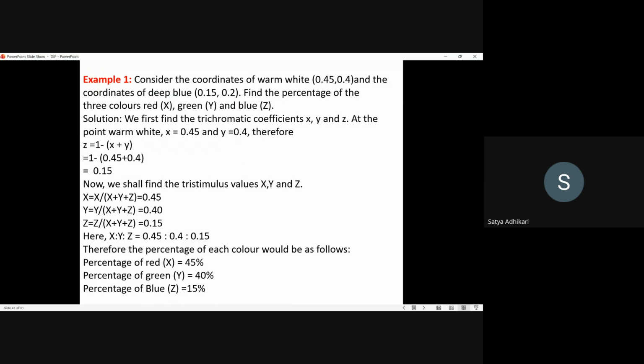Now we shall find the stimulus values for X, Y and Z. So x equals X by X plus Y plus Z.